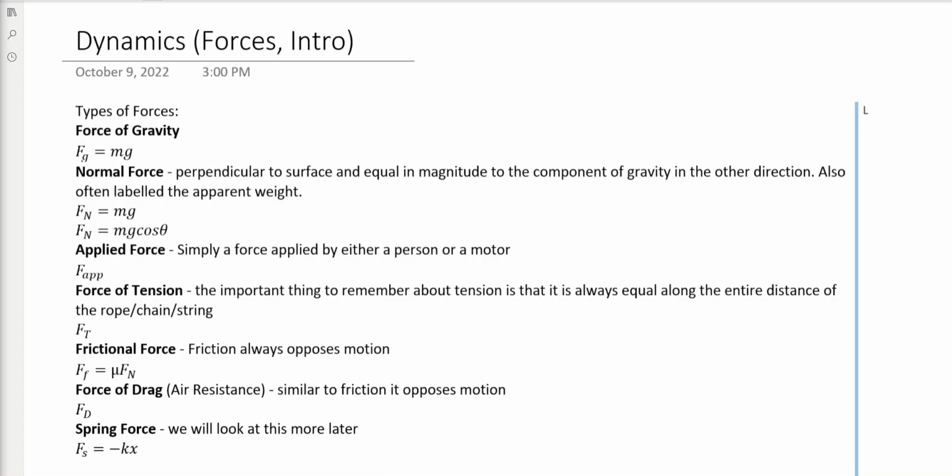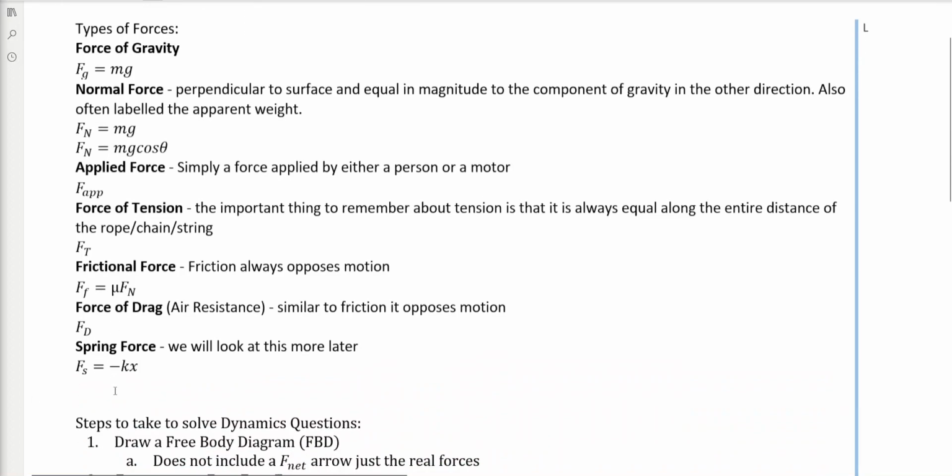To start with, there are different types of forces, and we're just going to list them here, with some nice pieces of information for each of them. The force of gravity, and the labels are helpful to know as well, is Fg, which is always mass times acceleration of gravity, g. And g, just by the way, is equal to 9.81 meters per second squared. Okay, and the normal force is often also mg, but not always.